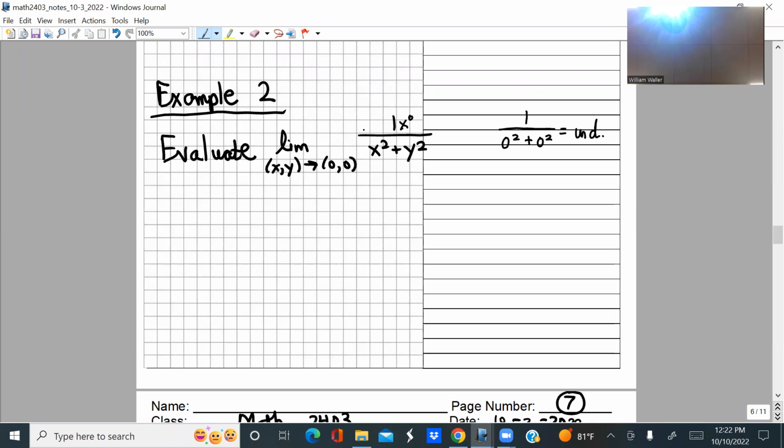What happens when you divide 1 by very, very tiny numbers? What happens to that quotient? It gets really big, right? Yeah. So eventually this fraction is going to start getting really, really big, right?